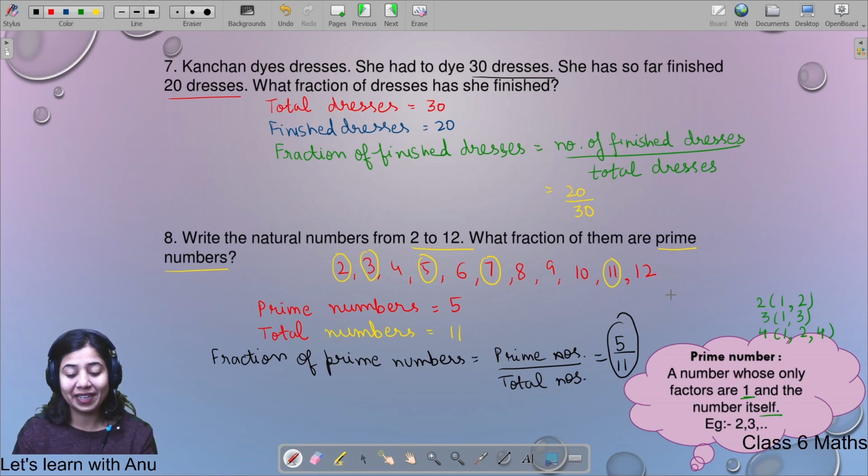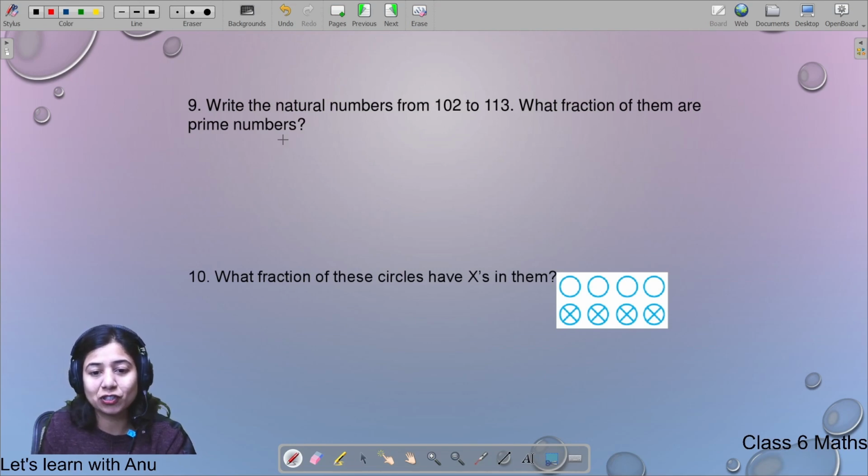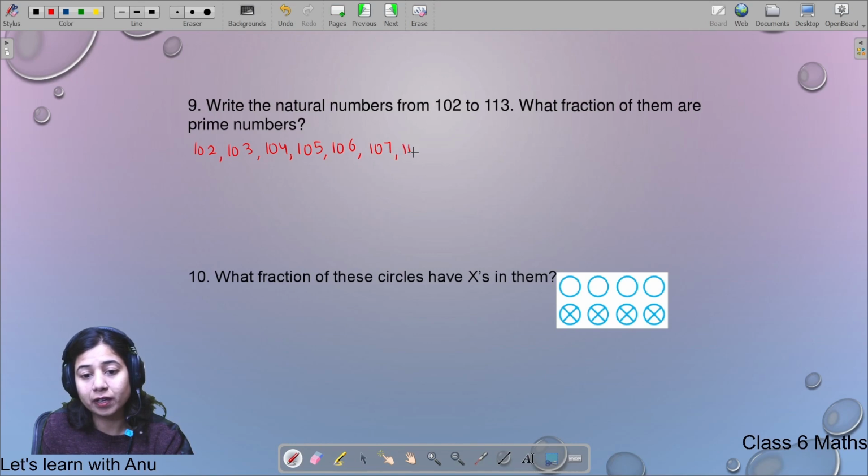Now let's move ahead, class. Question number 9. Write the natural numbers from 102 to 113. What fraction of them are prime numbers? So let's write the natural numbers. So it's 102, 103, 104, 105, 106, 107, 108, 109, 110, 111, 112, 113.